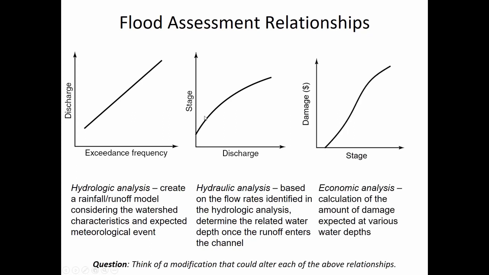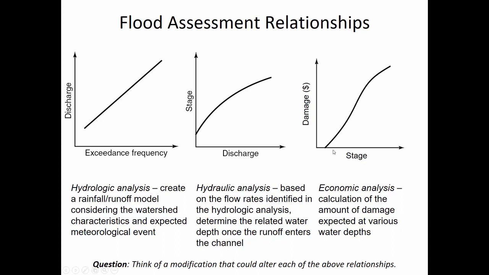And then the final relationship that you have to have is an economic model. The economic model is someone goes out into a community and looks at how many houses are there at a certain elevation and what's the value of those houses. And so the graph is stage, which is the flow depth, and then the cost of damage that's going to occur at a certain depth.